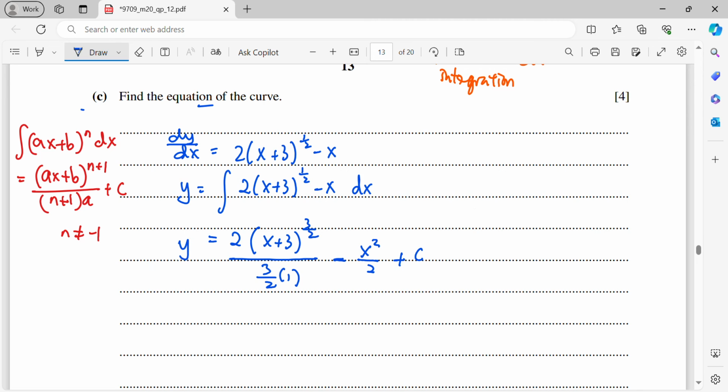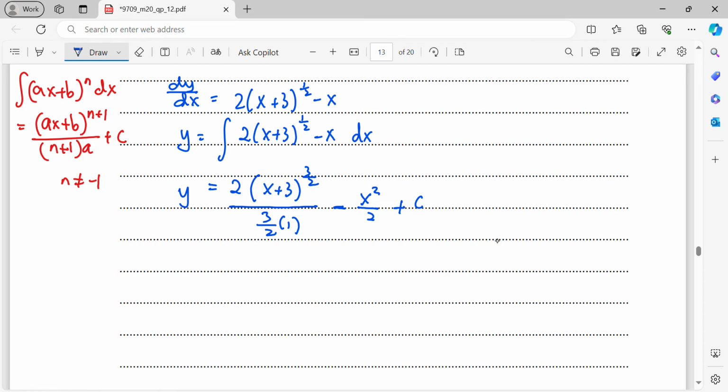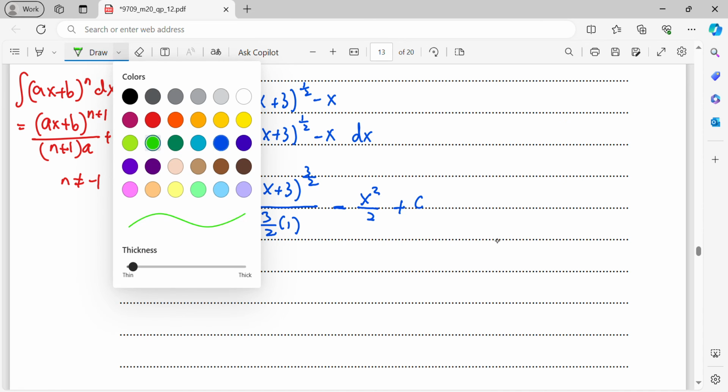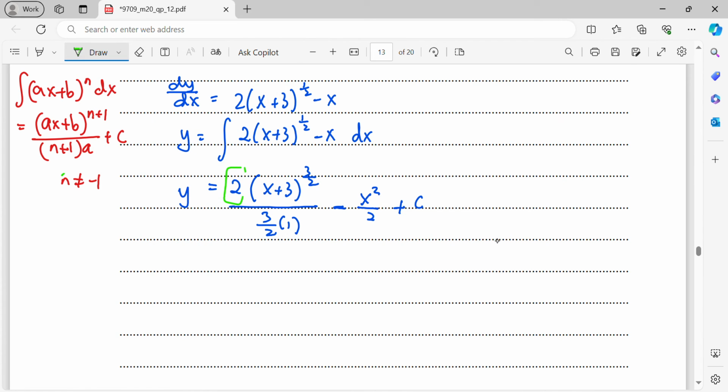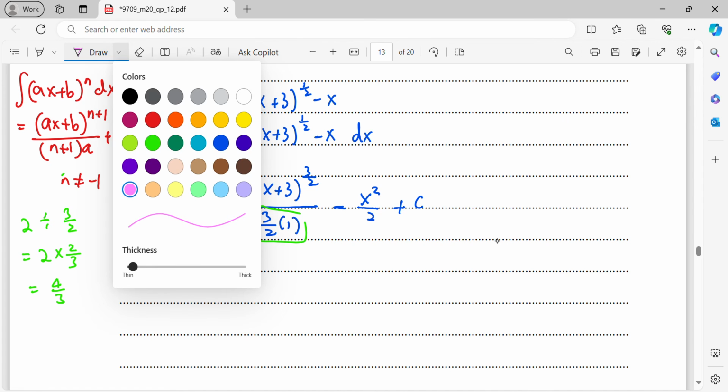So this is your equation of the curve, but now we need to simplify. When you look at the constants here, this is 2 divided by 3 over 2. So if I simplify, it becomes 2 times 2 over 3. That is 4 over 3. So then I will just write this as 4 over 3.